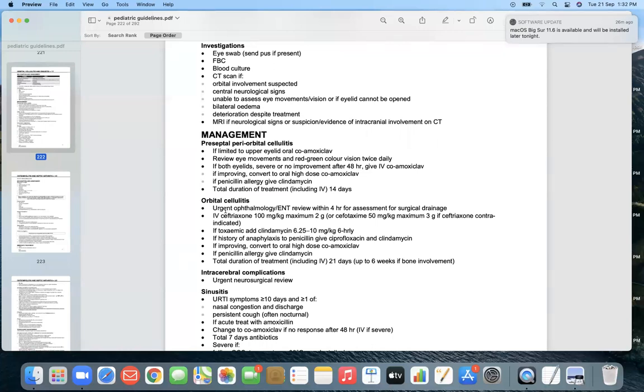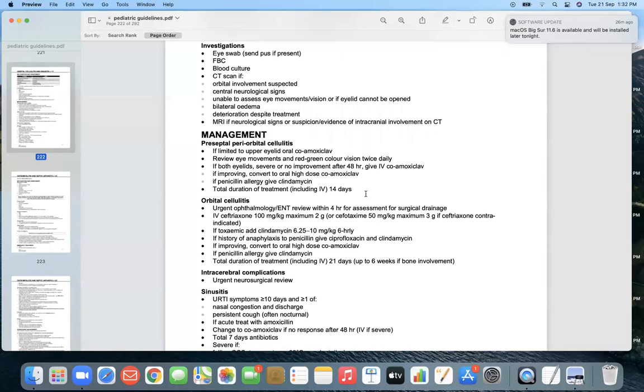So management, there are two things here: preseptal periorbital cellulitis or orbital cellulitis. For preseptal, if limited to the upper eyelid, oral. If just the upper eyelid is swollen, you'll just give oral co-amoxiclav. Review eye movements and red-green color vision twice daily. So you'll be following up whether the preseptal will go into orbital.